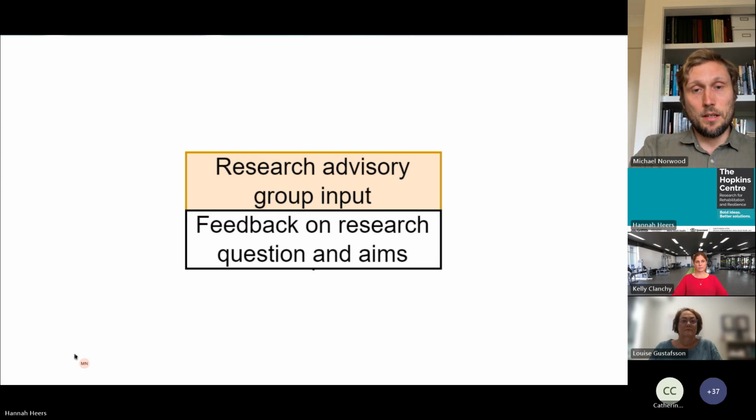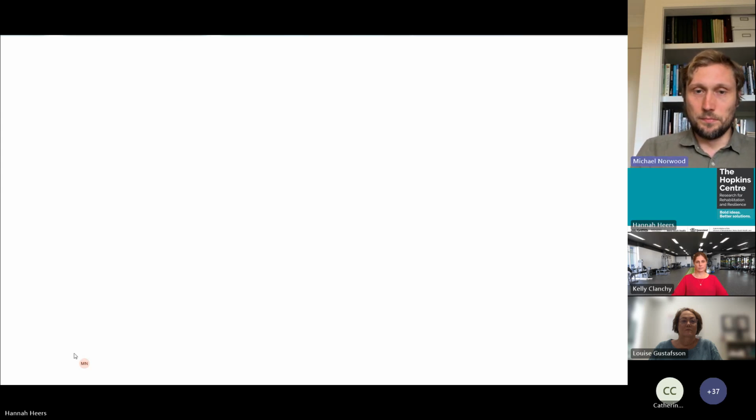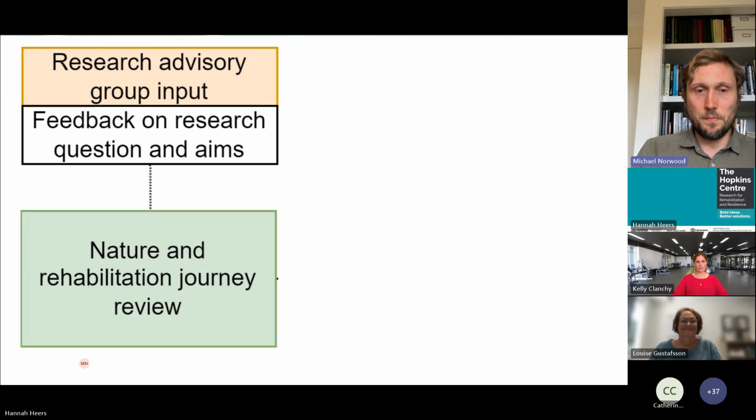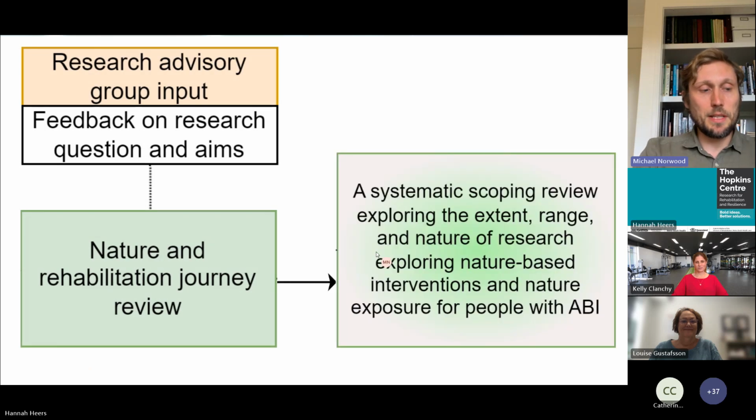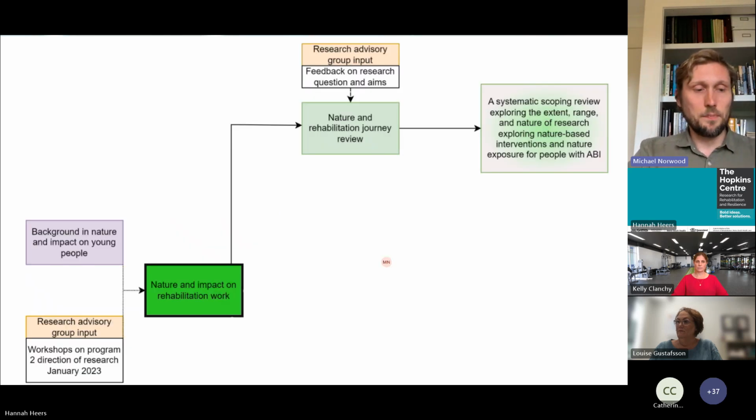Essentially, we changed this from a mapping review to conducting a systematic scoping review. It's a really good example of check and check again: we started off with the research advisory group providing us with this idea of nature and rehab. We went away and started work, and if we hadn't checked back in, we would have gone off in the wrong direction. So checking back in, having that research advisory group as a foundation for our co-design, participatory research success, really helps send us on the right track.